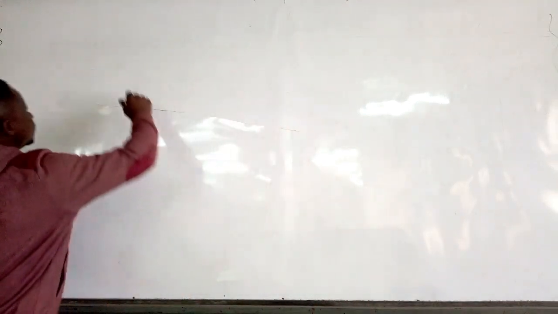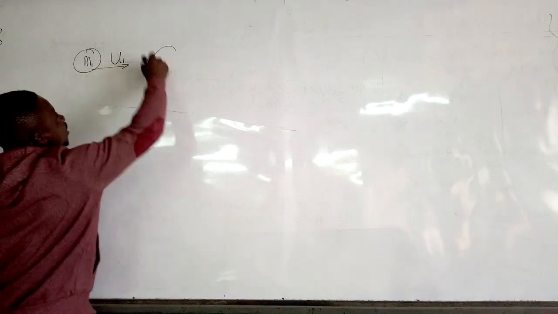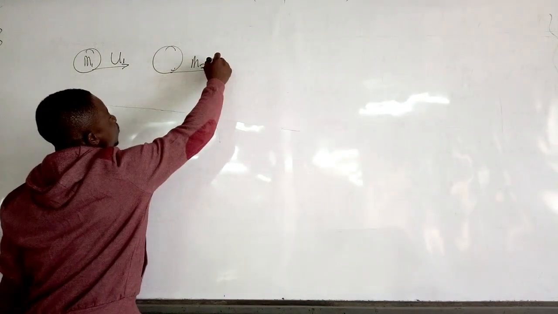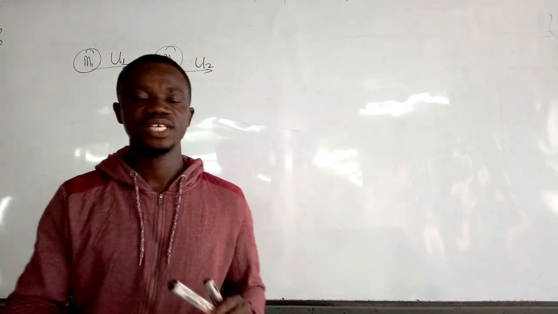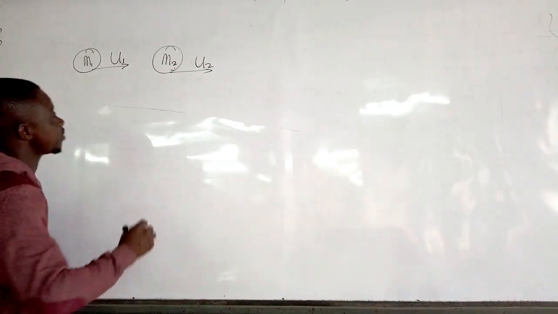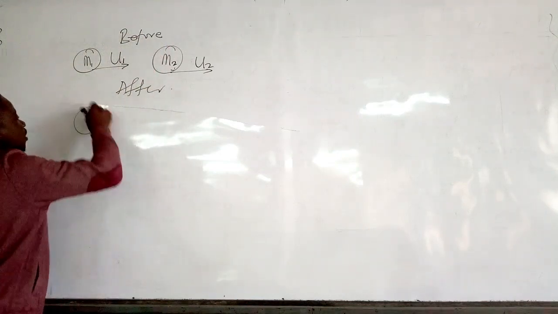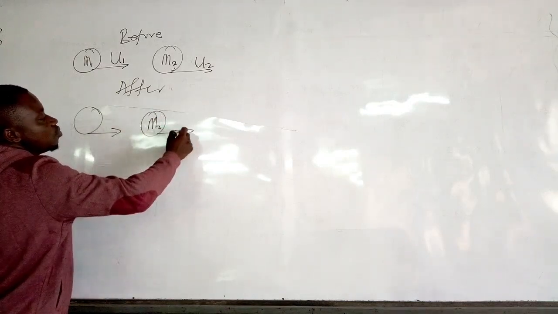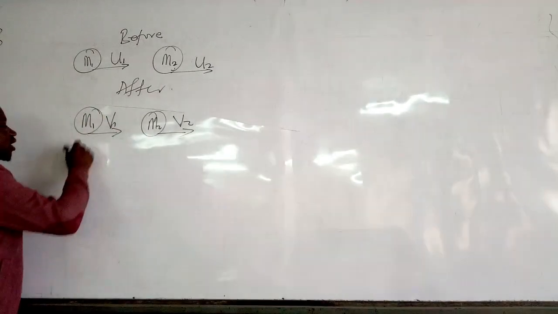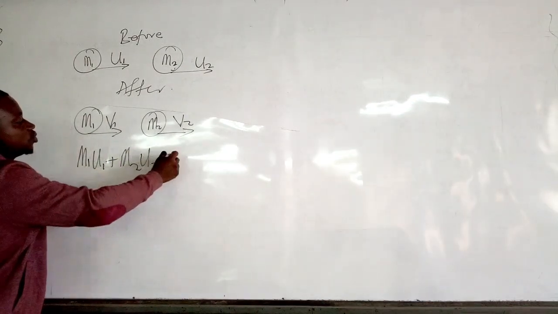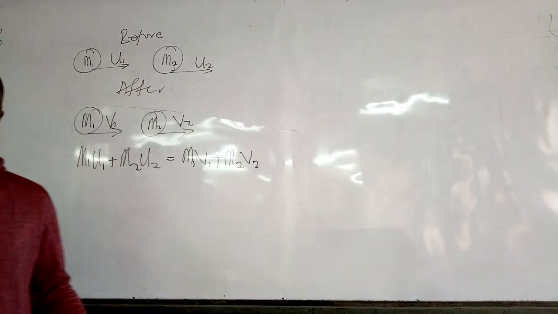when momentum is conserved, let's consider these 2 bodies. M1 moving with velocity U1 colliding with another body M2 moving with velocity U2. We are looking at a situation whereby the 2 bodies are moving in the same direction. Good. So this is before collision. Now, after collision, the 2 bodies will separate and move with their own velocities V1 and V2. So because momentum is conserved, we say that M1 U1 plus M2 U2 will give us M1 V1 plus M2 V2. That is when momentum is conserved.